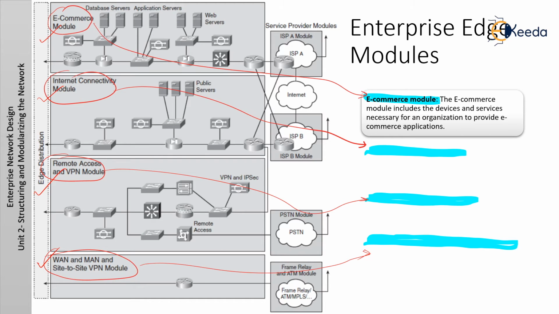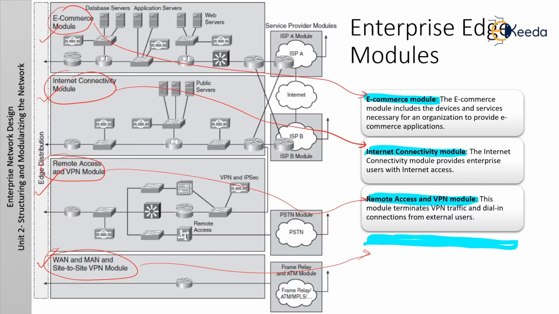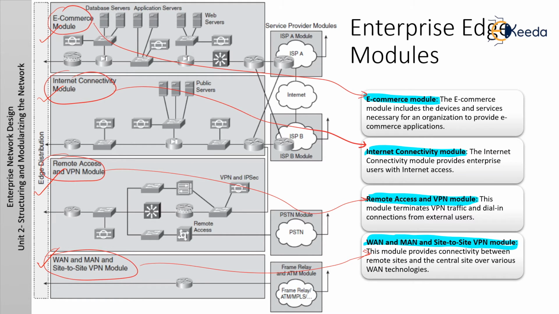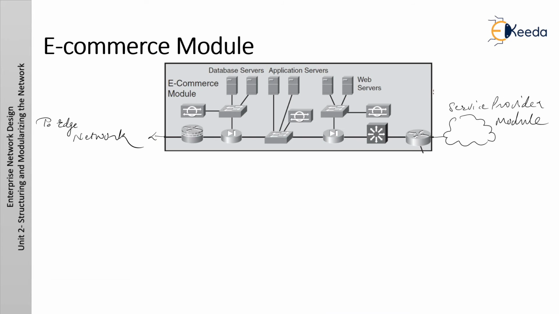E-commerce module includes the devices and services necessary for an organization to provide e-commerce applications. Internet connectivity module provides enterprise users with internet access, while remote access and VPN module terminates VPN traffic and dial-in connections from external users. WAN and MAN and site-to-site VPN module provides connectivity between remote sites and central site over various WAN technologies. So these modules connect to campus core directly or through an optional edge distribution module.